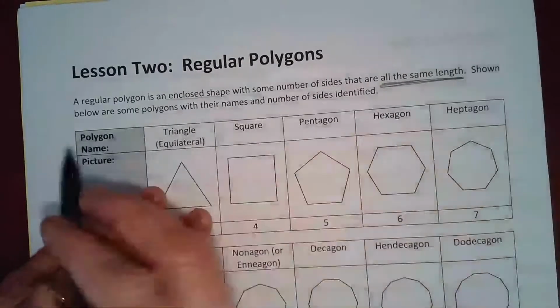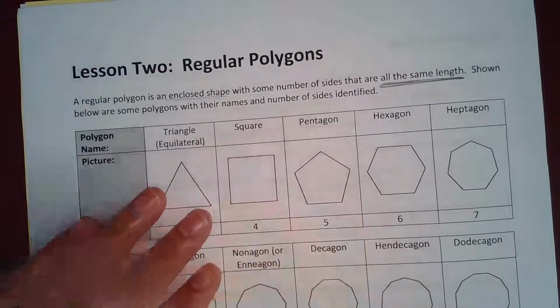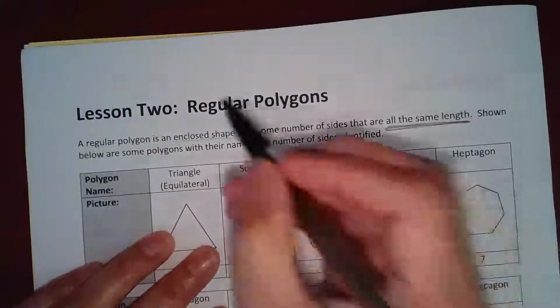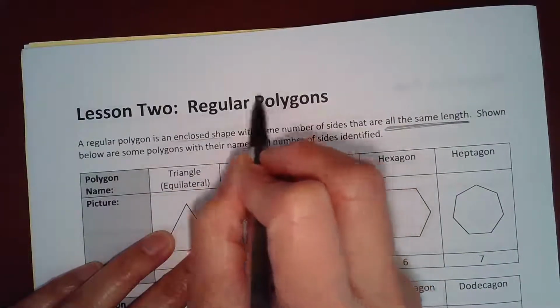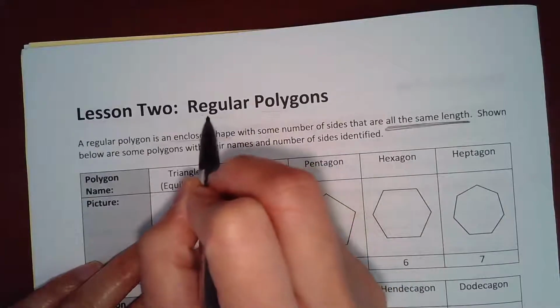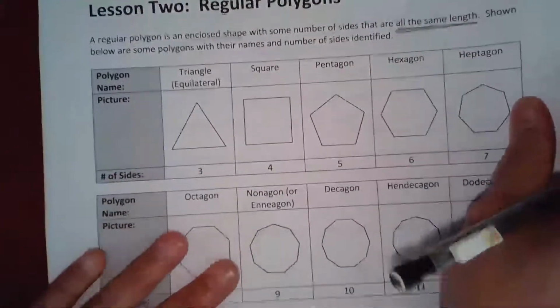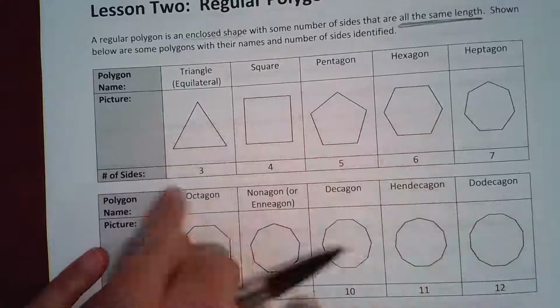Shown below are some polygons with their names and the number of sides they are identified with. So regular polygon means poly means many, okay? Regular means all the sides are equal. So these are the regular polygons and their names.